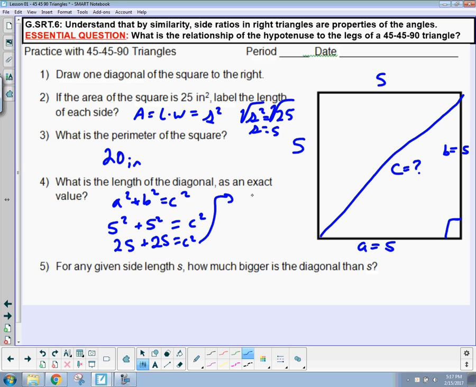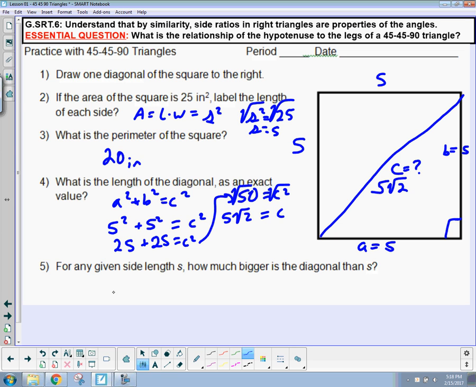25 plus 25 is 50. C squared. Take the square root. And the square root of 50 is going to be, you know, we're simplifying it. I'm punching in my calculator, and we get 5 root 2. Notice anything here? 5, 5, 5 root 2. Keep that in mind. We're going to use that later.